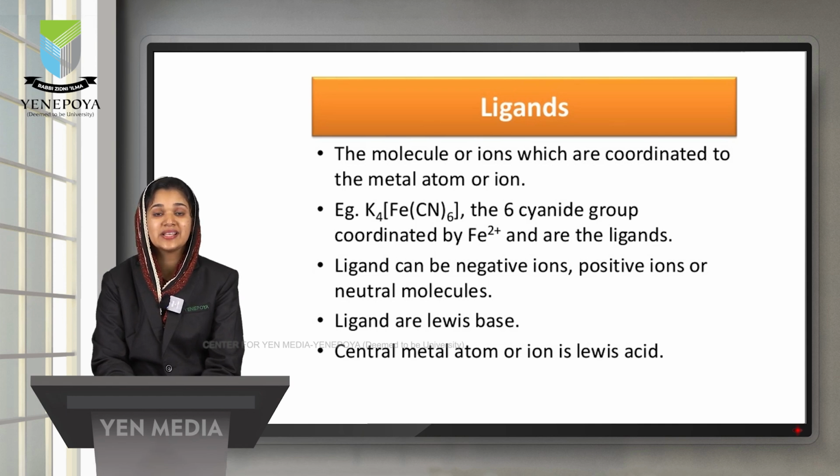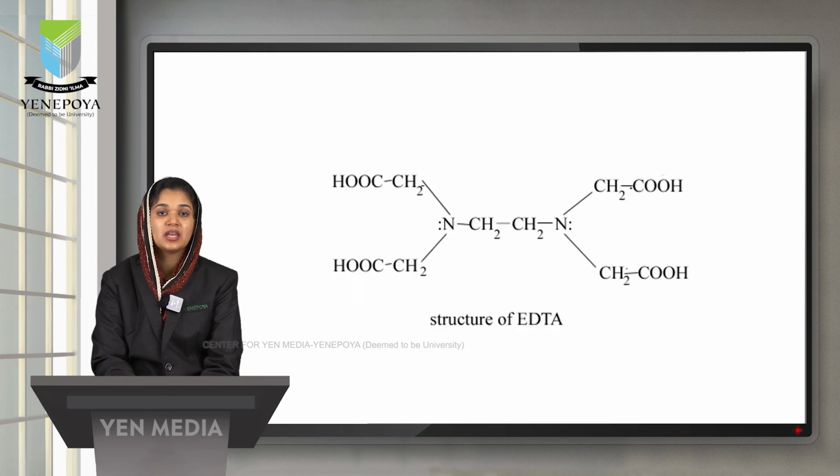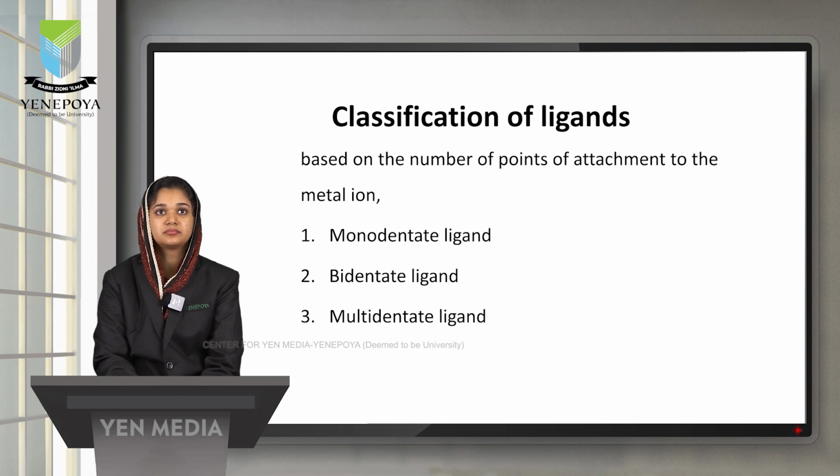Ligands are also known as Lewis bases because they can donate electrons to our metal ions. So, metal ions are also known as what? Lewis acids. This is the structure of EDTA, which is known as ethylenediaminetetraacetic acid. EDTA is one of the most commonly used ligands in our complexometric titration.